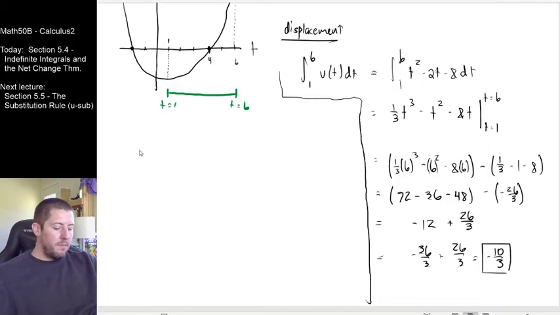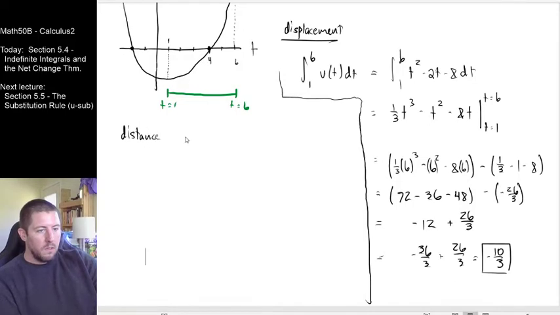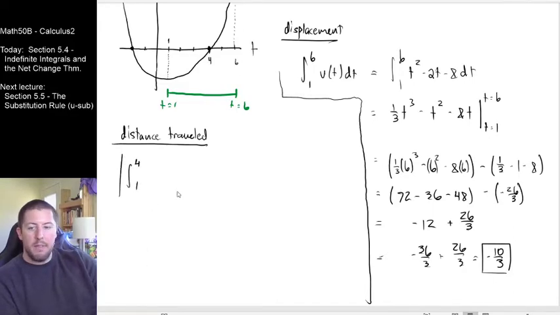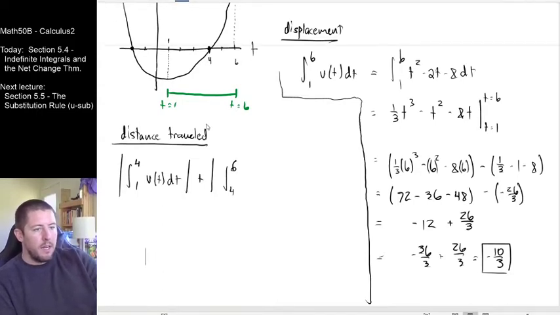So it looks like our distance traveled is going to be our integral from 1 to 4. All right, I need to throw my absolute value bars out there. From 1 to 4, this is our going to the left part, the absolute value of v of t dt, plus some more distance that we got. Now, we know that the second chunk is naturally positive, but I'm being formal with my absolute values. From 4 to 6, and again, v of t dt.